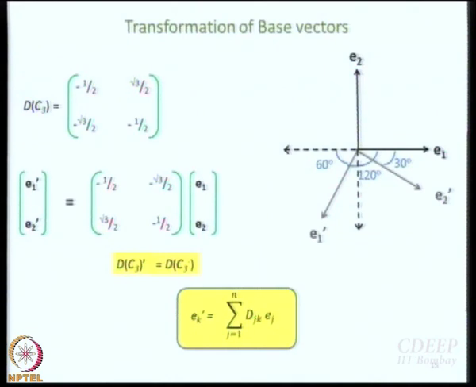Ek dash equal to sum over j equal to 1 to n djk ej, okay. And the most important take home message is that the transformation matrix of position vector and that for the axis, they are just inverse of each other, and here they happen to be transposes of each other, right. So, this is something that we are going to use again.